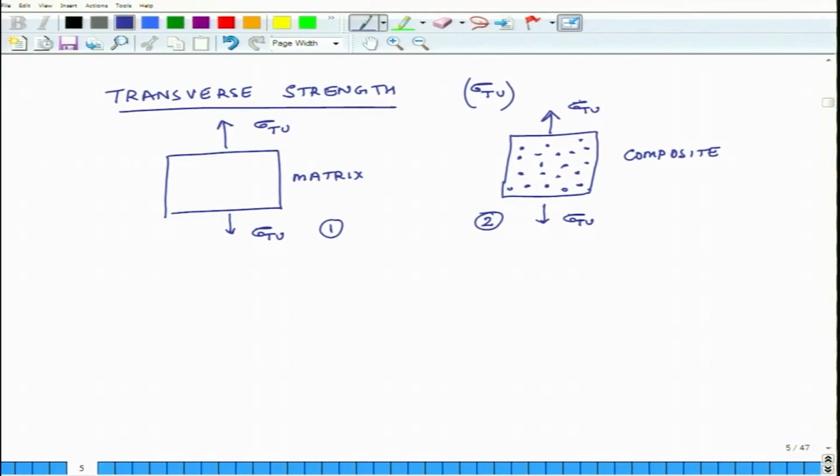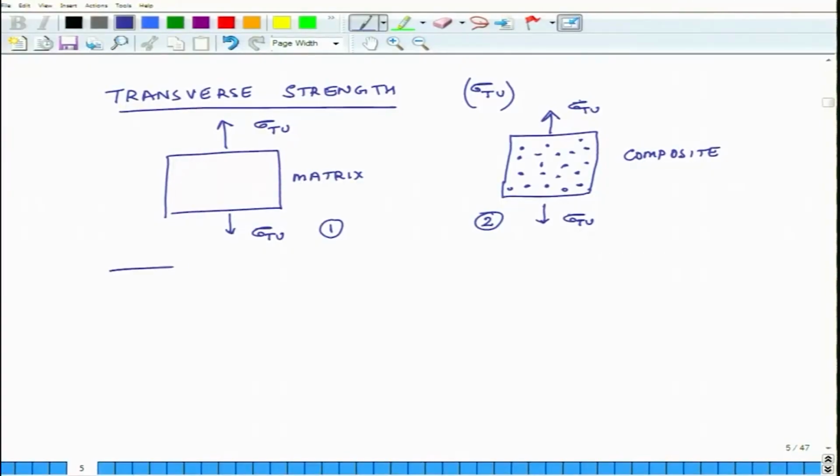This is an observation which has been made again and again, and now what we will do is we will try to explain the physics or the reason underlying this behavior, that is that the strength of the matrix when it is subjected to tension is better than the strength of the composite when it is subject to tension in transverse direction. So, there are a couple of things happening, but before that we should try to understand this thing related to stress concentration.